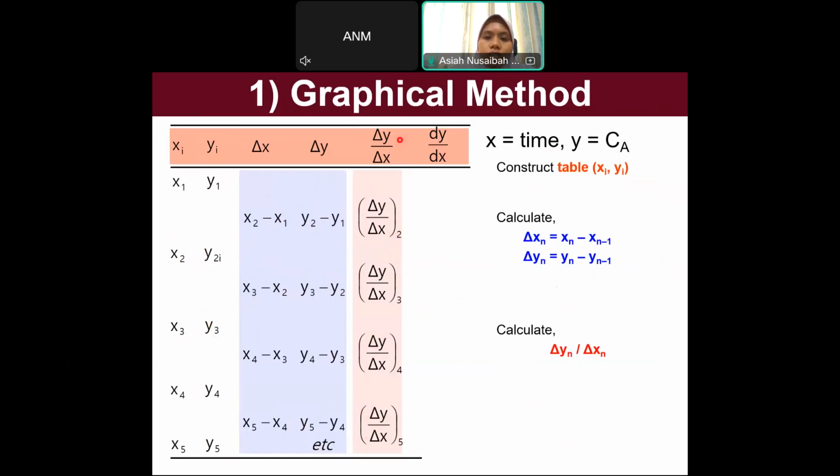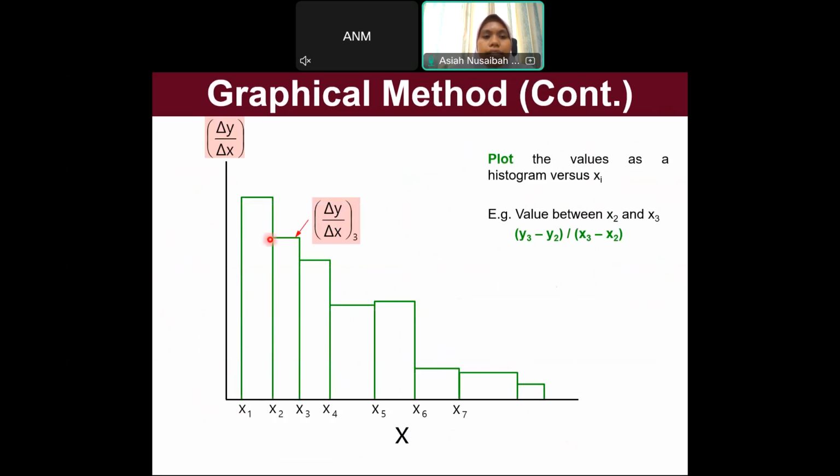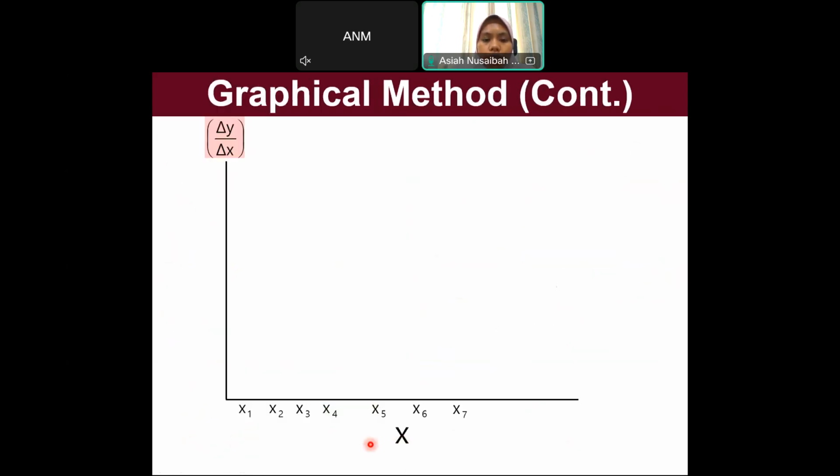Then, how do we convert the changes into dy dx? Just observe here, this is 2, 3, 4, 5. We don't start with 1. How do we find dy dx? For the graphical method, what we are going to do is plot a histogram. So remember back, we have x1, y1, x2, y2, and so on until x5, y5. So we have to plot changes of y over changes of x versus x. Changes of y over changes of x is our y-axis, x is our x-axis.